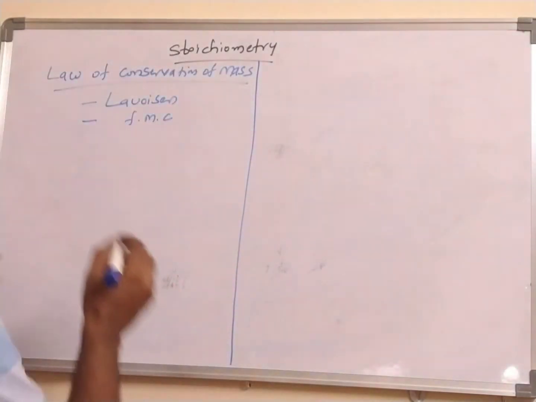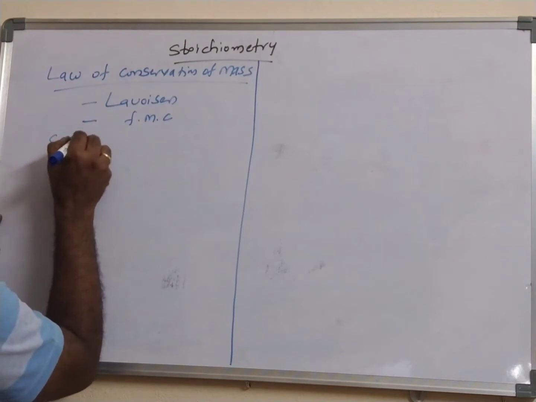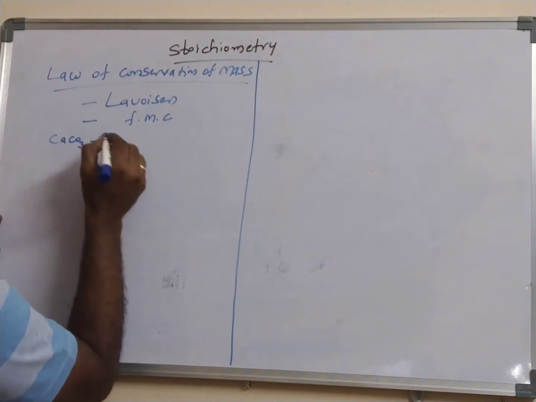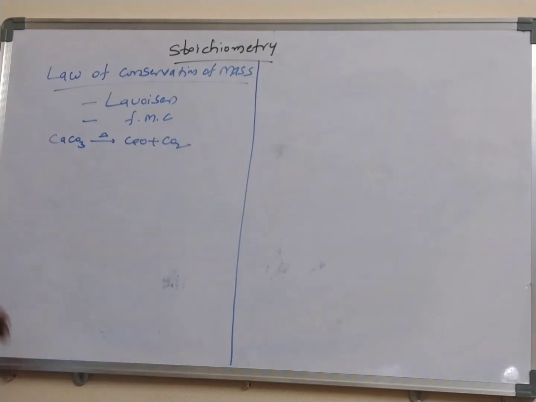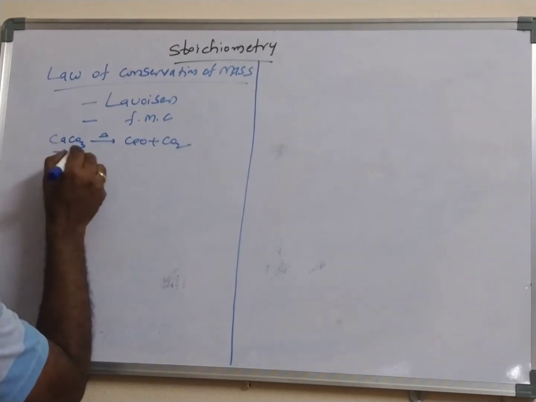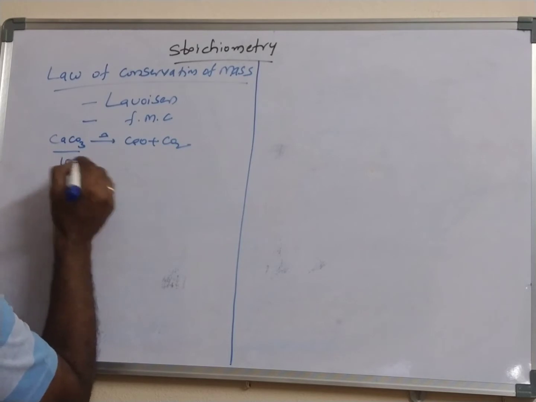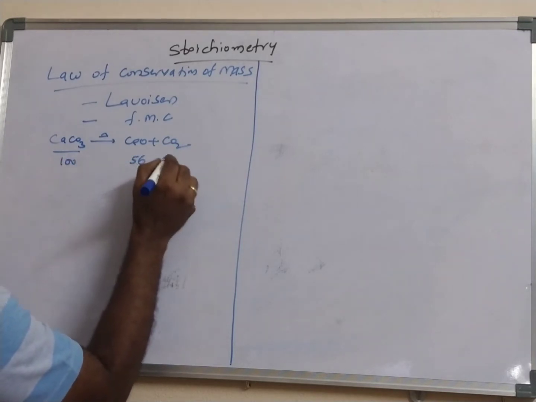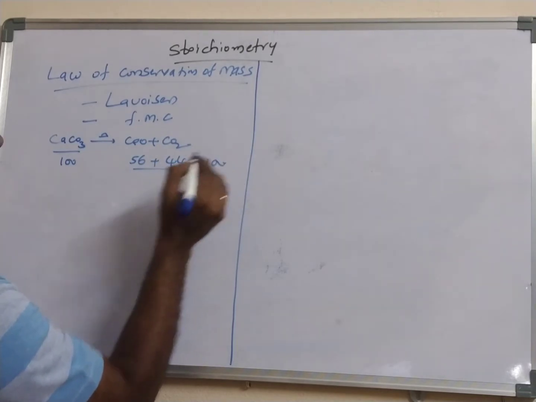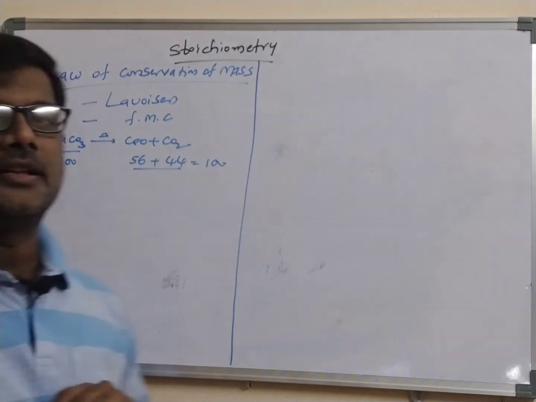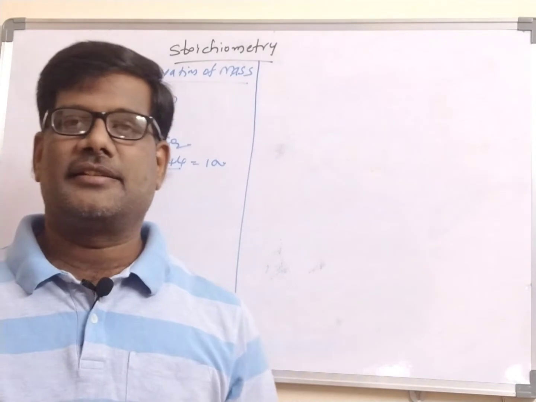For example, I will take one example. Calcium carbonate on heating to high temperature converts into calcium oxide and carbon dioxide. Here, the molecular weight of the calcium carbonate, if you take 100, and this will be the 56, carbon dioxide will be the 44. 56 plus 44 will be equal to 100. 100 equal to 100. Nothing but the mass neither created nor destroyed.